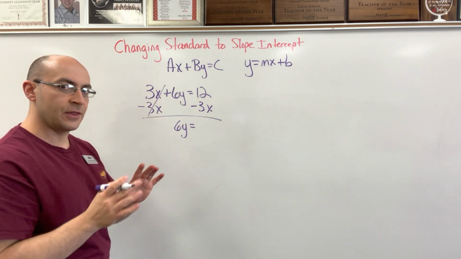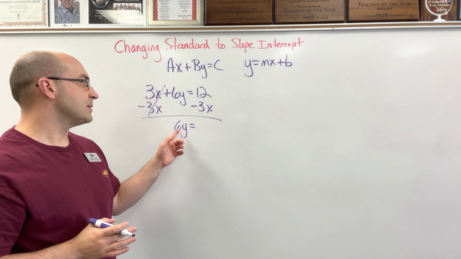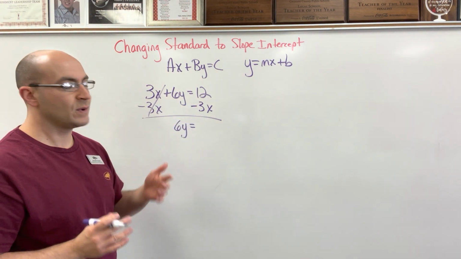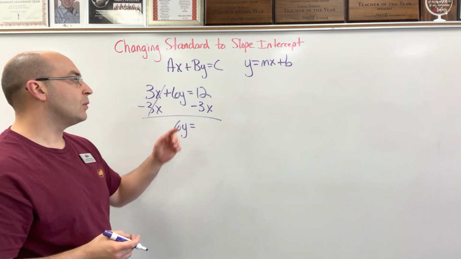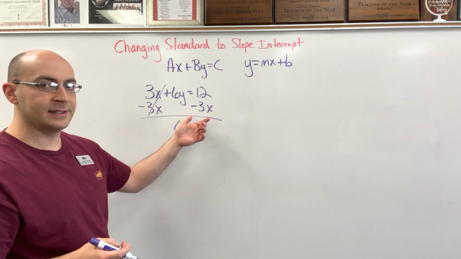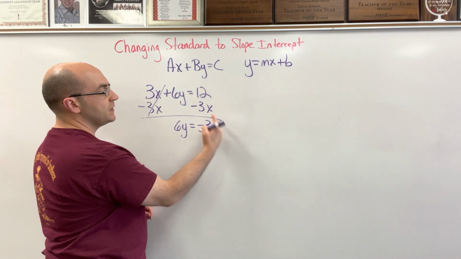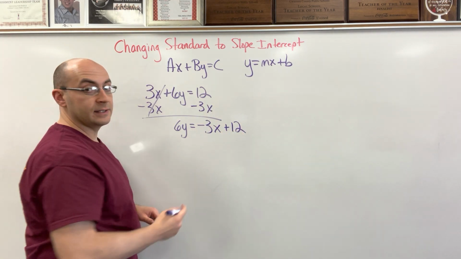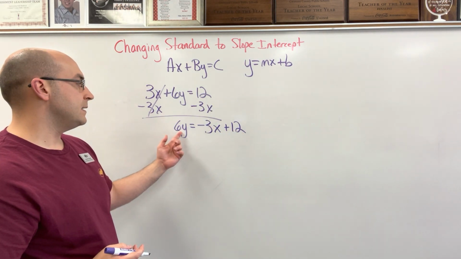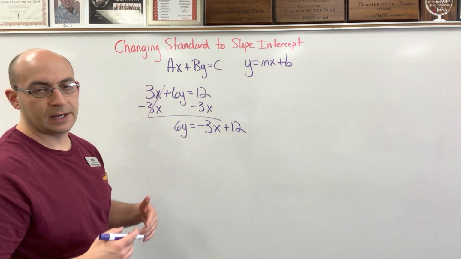Now, here's another key point. I'm not actually subtracting 3x from 12. We can't do that because they're not like terms. But I just subtracted it to move it over to the right-hand side. So this is going to be a negative 3x, and that 12 was a positive, so I'm just going to leave it as such.